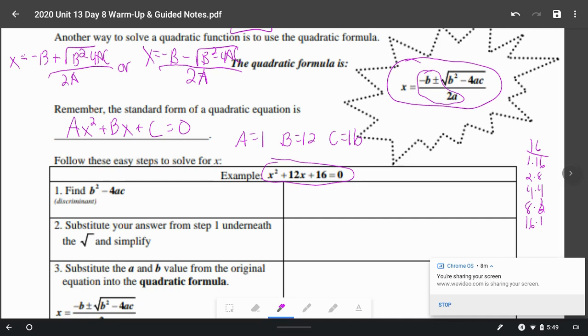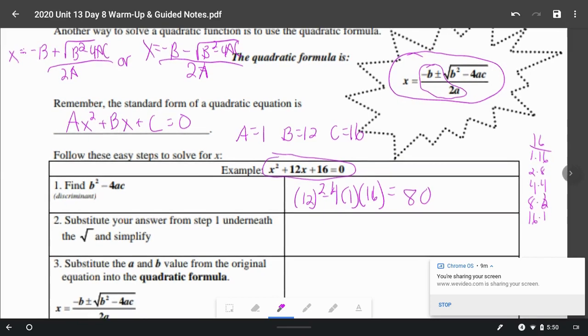So if I take my pieces up above, I know that my b is 12. So I'm going to do 12 squared minus, and then there's a 4. Then my a value is 1, and my c value is 16. So if I punch that into my calculator, 12 squared minus 4 times 1 times 16, I got 80. So 80 is my discriminant. 80 tells me that there should be 2 solutions because 80 is positive. That's what the discriminant tells you, how many solutions there are.